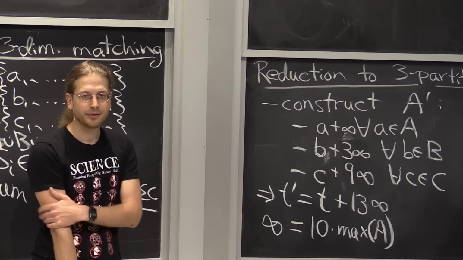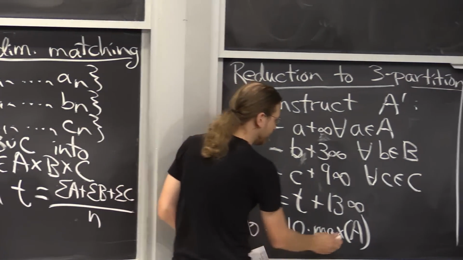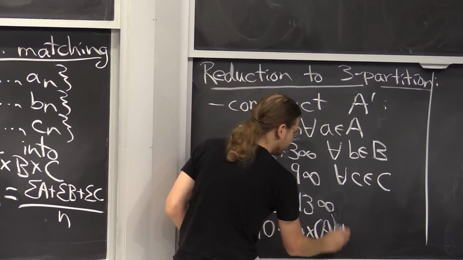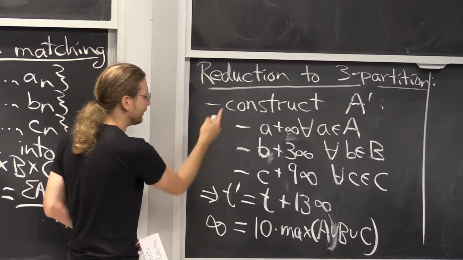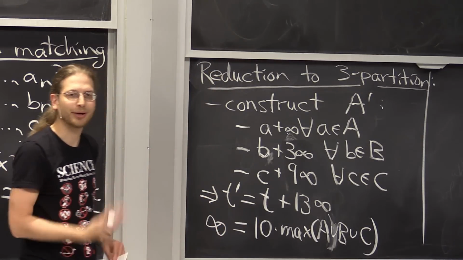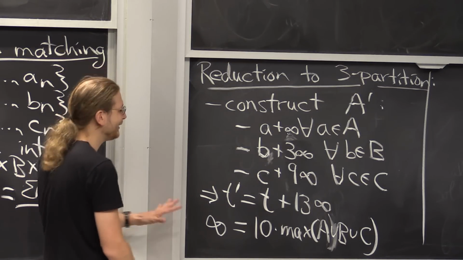Is it sufficient to make it the max of the a as opposed to a prime? Oops, this should probably be max of A, B, C. Yeah, you can't make it max of a prime. That would be cyclic. Then infinity would actually be infinite. Yeah. Good. So I think that works.